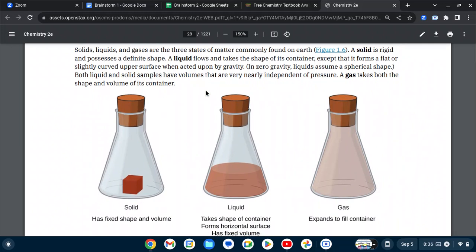A solid is rigid and possesses a definite shape. A liquid flows and takes the shape of its container, except that it forms a flat or slightly curved upper surface when acted upon by gravity. Both liquid and solid samples have volumes that are very nearly independent of pressure. A gas takes both the shape and volume of its container.